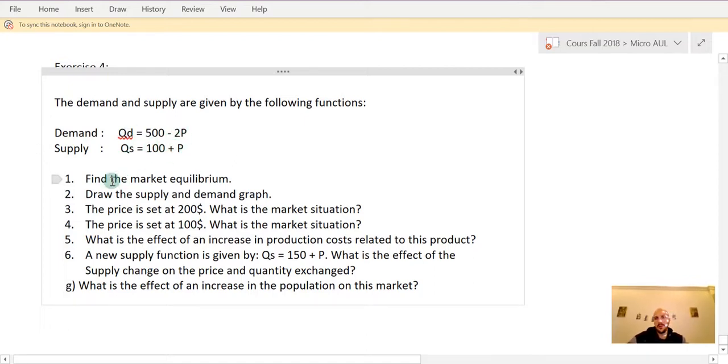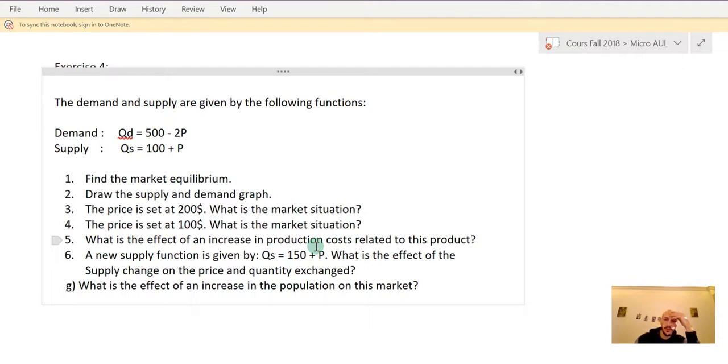We now have a quantity demanded, this quantity supplied, this one. We have to find the equilibrium, so same. We put them equal to each other. Draw the supply and demand curve. If the price is at 200 or 100, what will happen? What is the effect of an increase in production cost related to this product? If production cost increases, you should know what is affected. The effect is on production, meaning the producer, so an effect on supply.